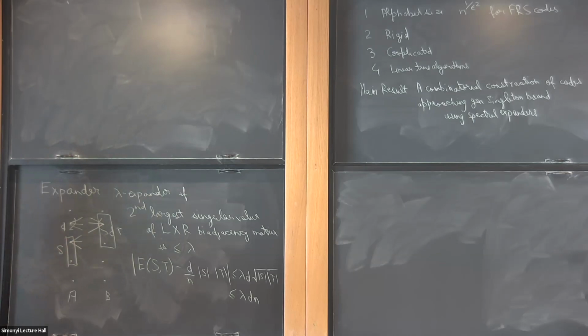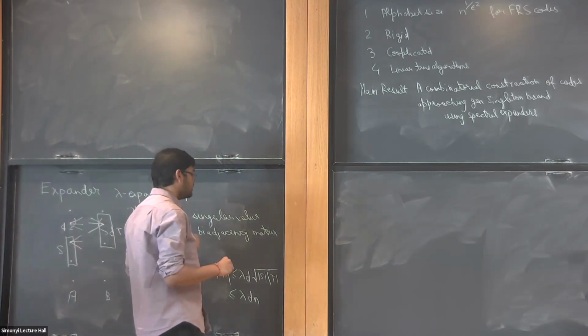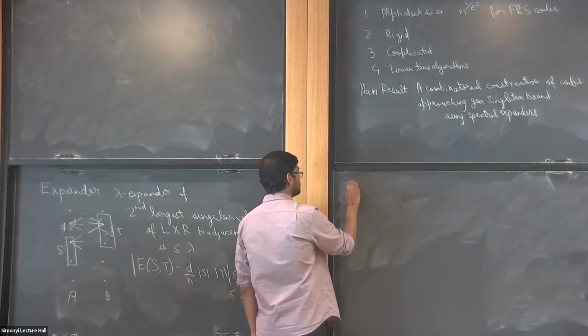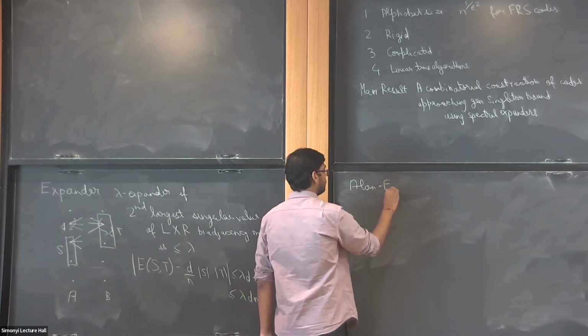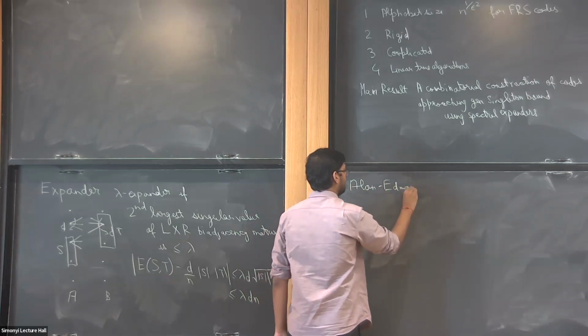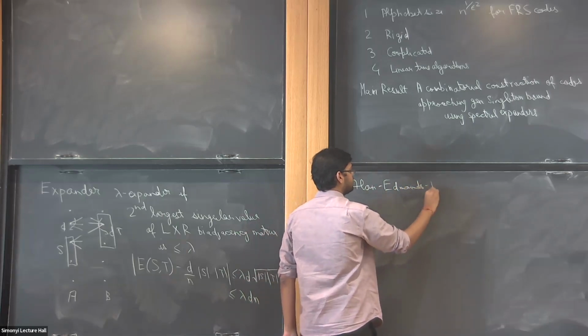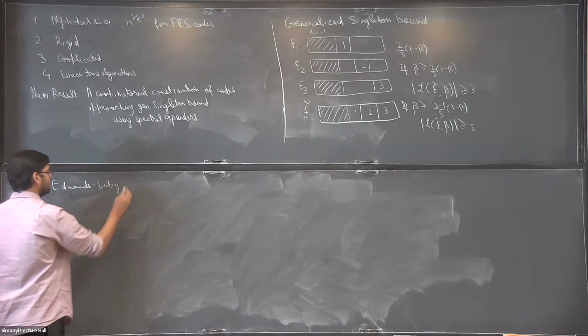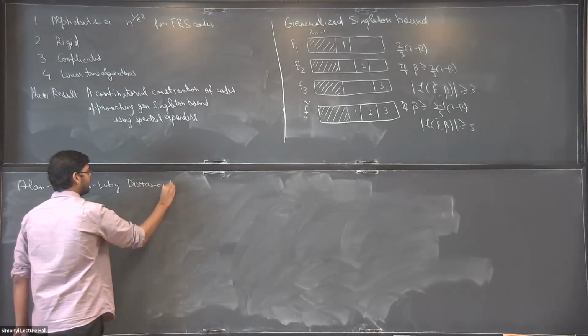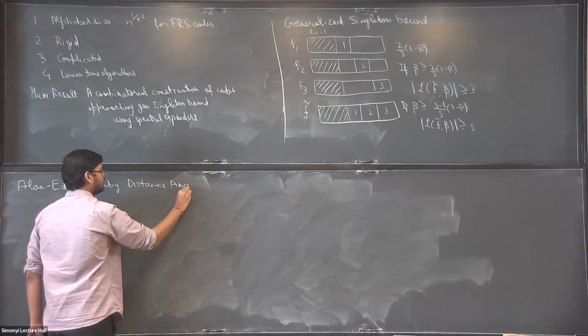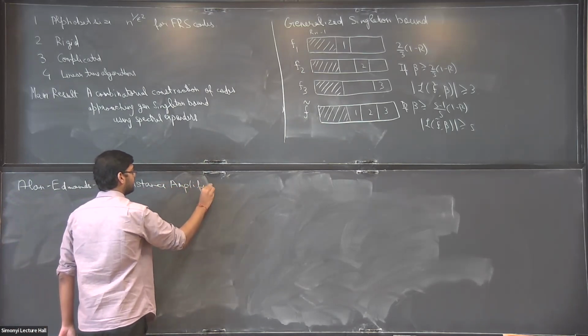So even before we go to generalized Singleton bound, let me show you how to use this for Singleton bound, like codes approaching Singleton bound. And this is the famous construction of Alon, Edmonds, and Luby for distance amplification.